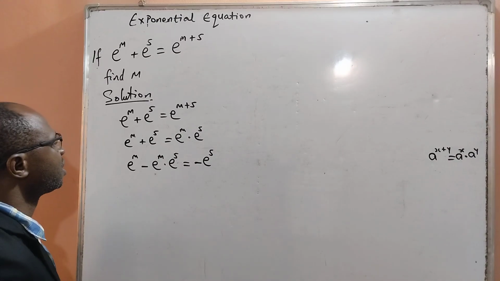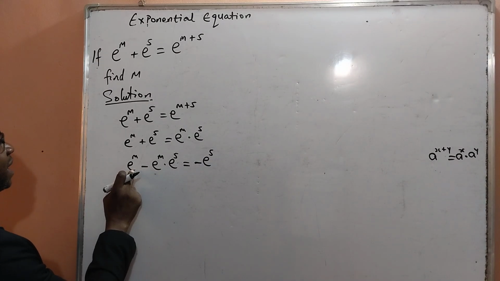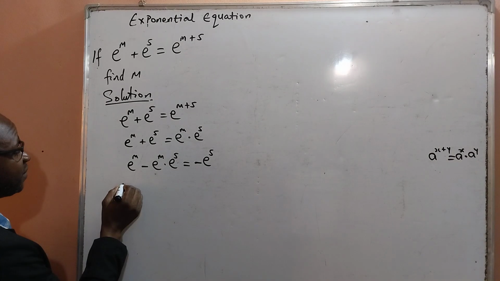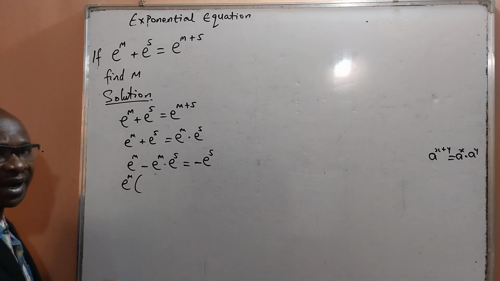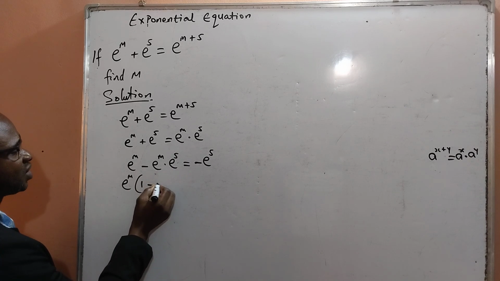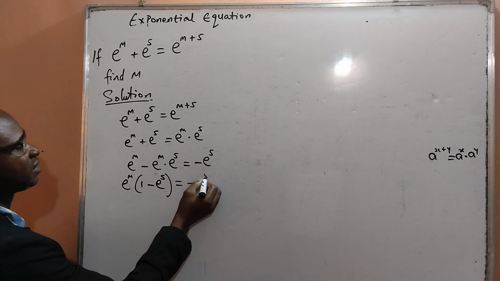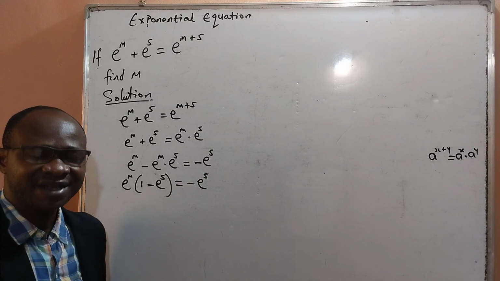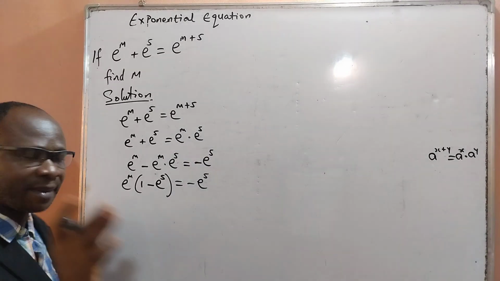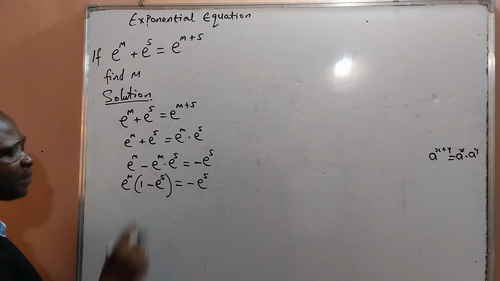Very good. Next, from the left hand side, I will factor e raised to the power n outside the bracket because it is common. That will give me e raised to the power n into the bracket, 1 minus e raised to the power 5, everything equal to minus e raised to the power 5. The next step is to divide both sides of this equation by what I have in the bracket, which is 1 minus e raised to the power 5.